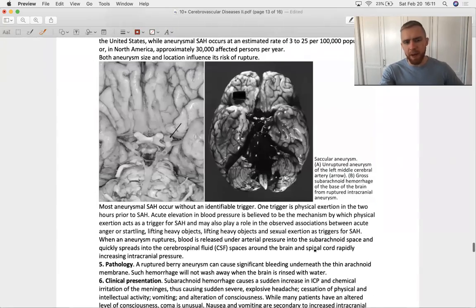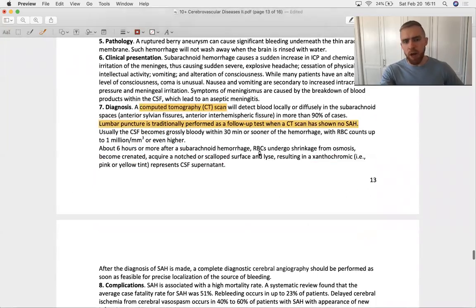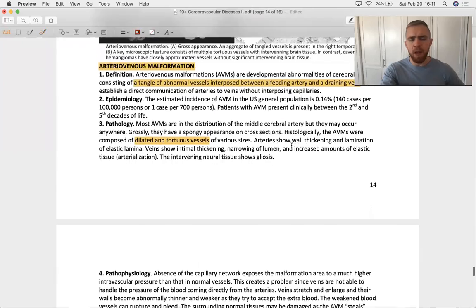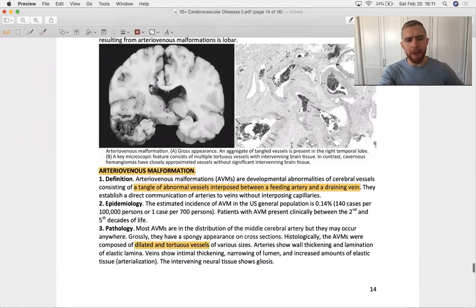Subarachnoids, again, characteristic location. You do a non-contrast CT. If you still suspect the subarachnoid, but the non-contrast is negative, you want to do an LP, and you're looking for xanthochromia, which is the presence of red cells inside the otherwise clear spinal fluid, giving it a yellow or even sometimes a pink-orange color. And so that finding of blood in the CSF would be diagnostic for a subarachnoid in absence of a positive CT finding. And now we talk about vascular malformations.